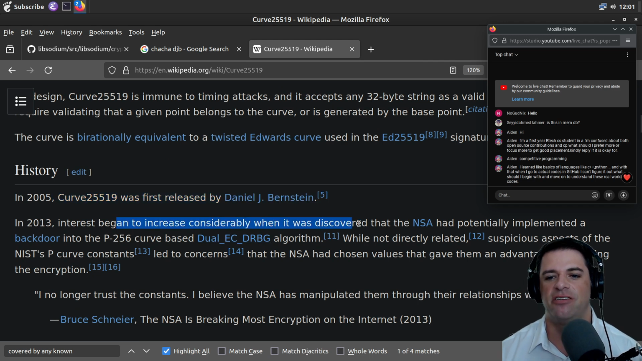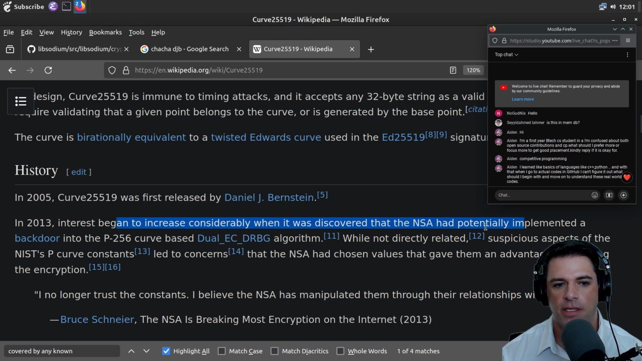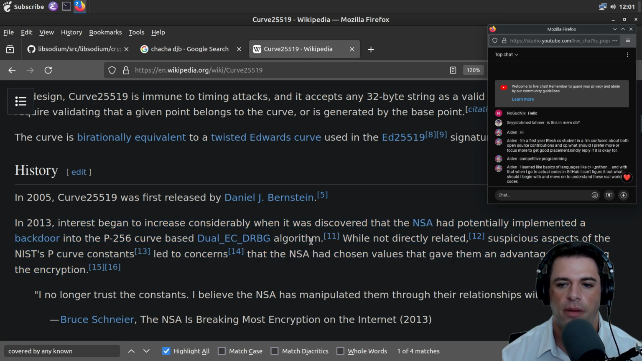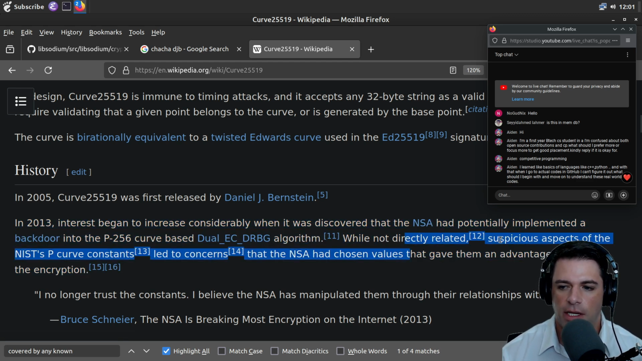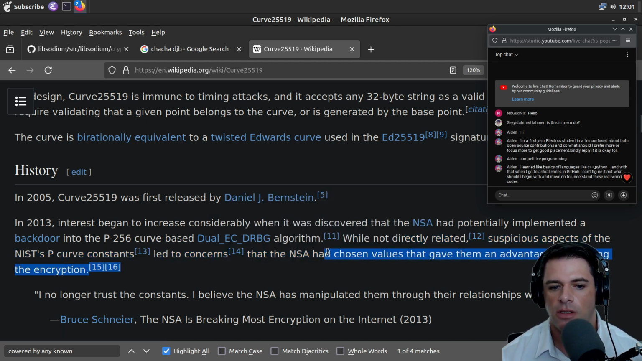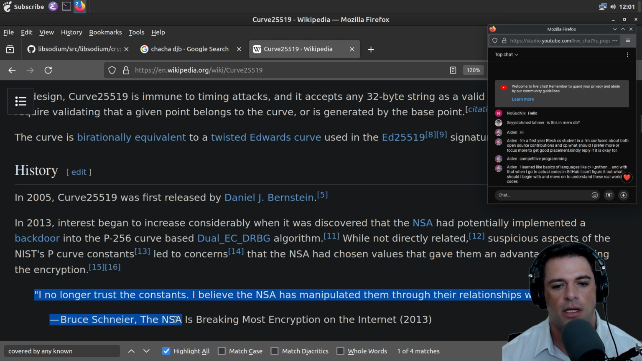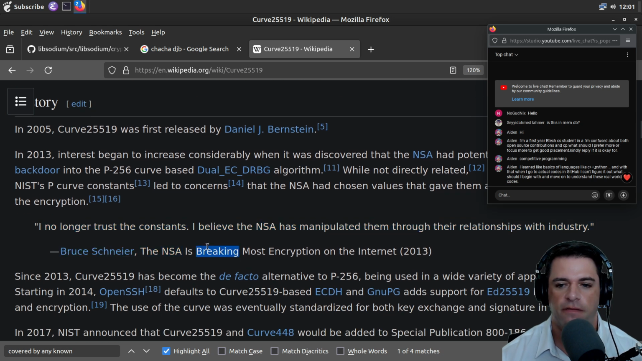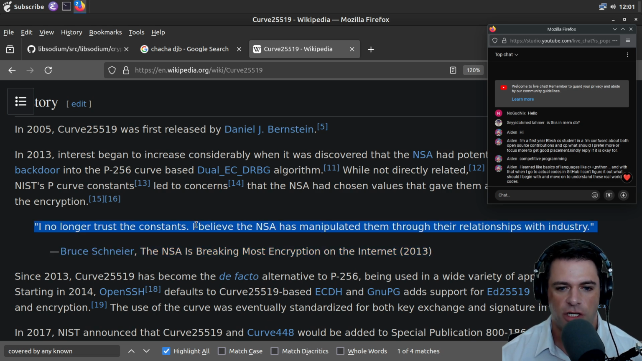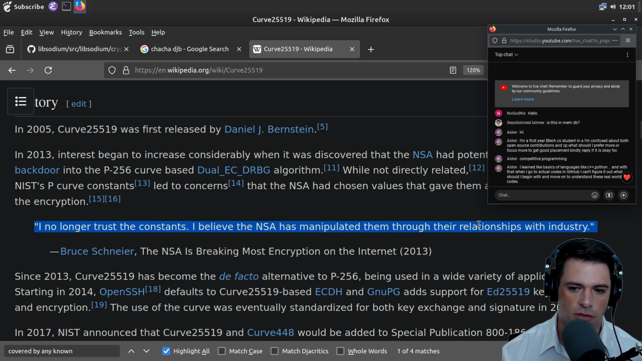Interest began to increase considerably when it was discovered that the NSA had potentially implemented a backdoor into the P256 curve-based Dual EC DRBG algorithm. Yeah, I remember that. While not related, suspicious aspects of the NIST P-curve constants led to concerns that the NSA had chosen values that gave them an advantage in breaking the encryption. Bruce Schneier says, very famous crypto popularizer guy, I no longer trust the constants. I believe the NSA has manipulated them through their relationships with industry.